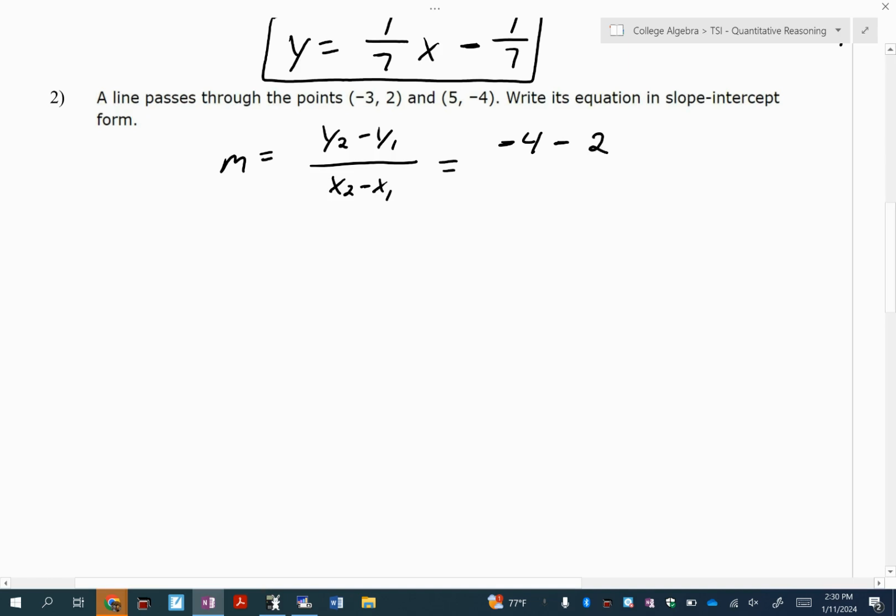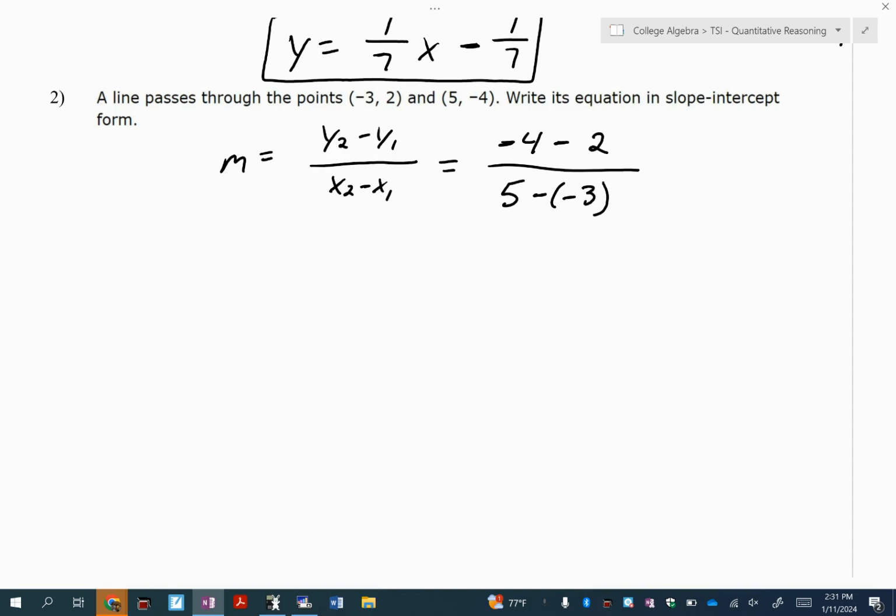Is it okay if somebody else wrote 2 minus negative 4? Yes, it is okay. All right, but their denominator would be different than mine. My denominator is going to be 5 minus negative 3. Sorry. Their denominator would be negative 3 minus 5. You should, in theory, get the same slope.